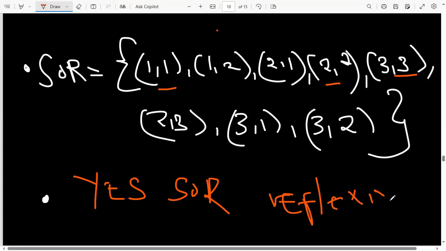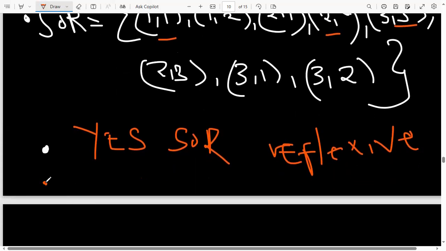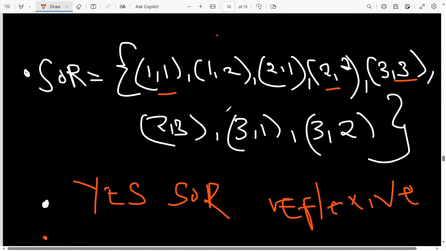And then let's look at the symmetric one. Okay, so symmetric, what can we see here? Symmetric means if I have 1, 2, I should have 2, 1. Okay, so 1, 2 is here, I also have 2, 1. 3, 2 is there. And then 2, 3 is there. 3, 3 is there. Okay, so these ones work.